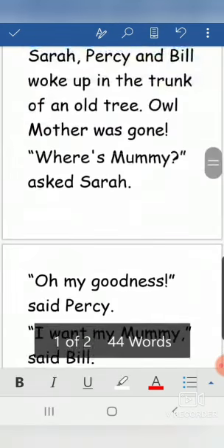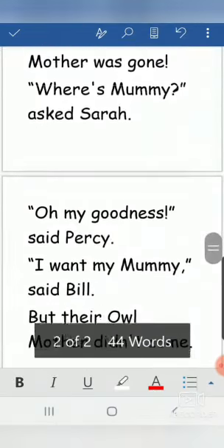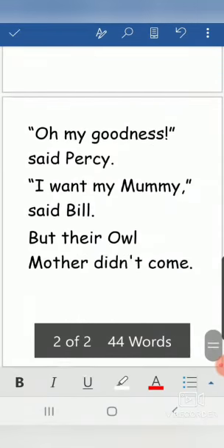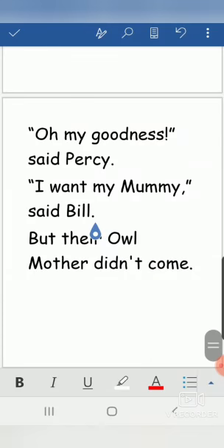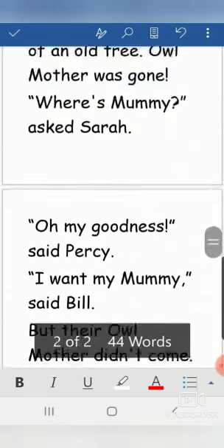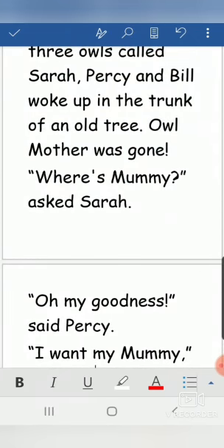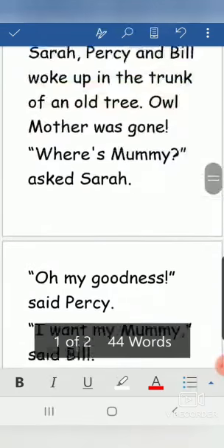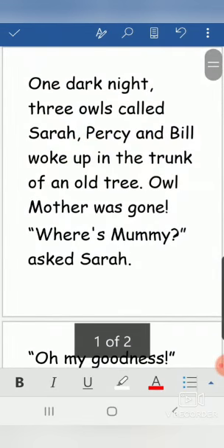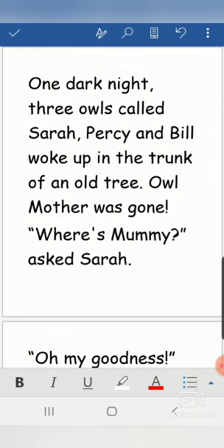So let's check this. Have I used capital letters and full stops? Sometimes I've used a question mark or an exclamation mark, haven't I? It depends on the sentence type. Have I used finger spaces between my words? Excellent. And did I use some adjectives? Yes, right at the beginning. Dark night and old tree. Well done.